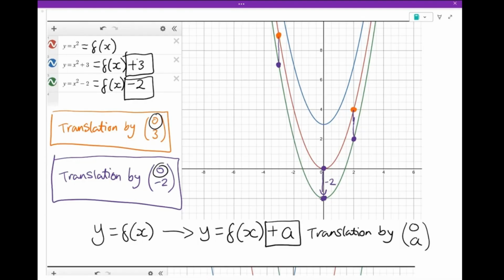Okay, for the blue curve, it was the +3, which goes down here, and for the green curve, it was the -2, which goes down there. Okay, so this is a vertical translation. Now let's look at a different type of translation.